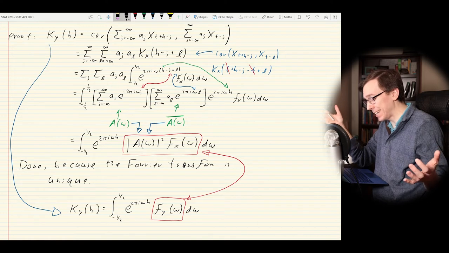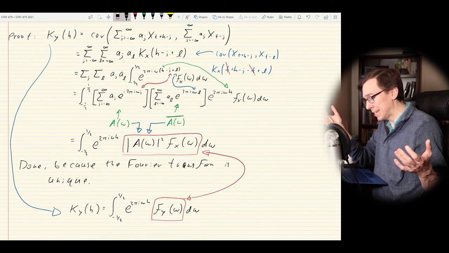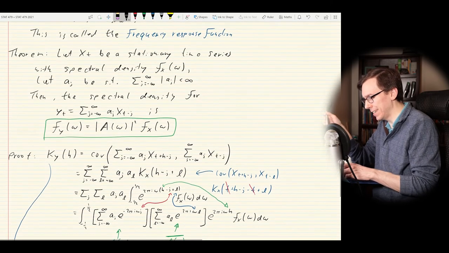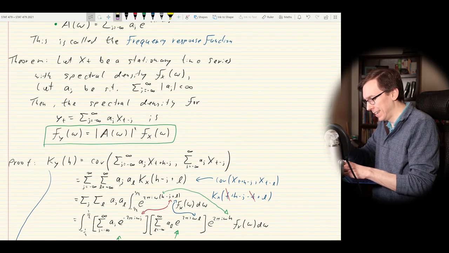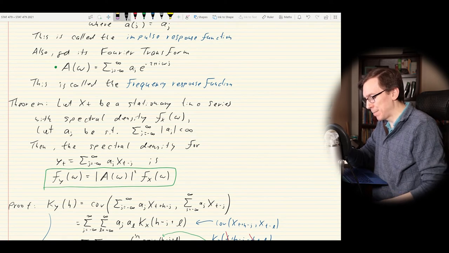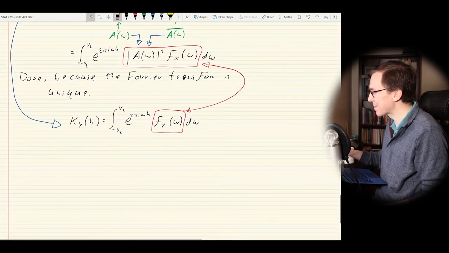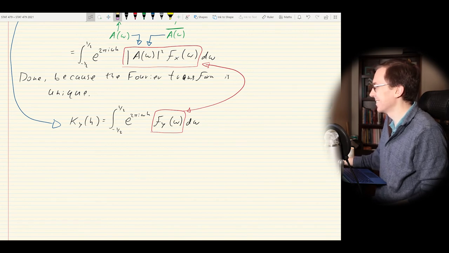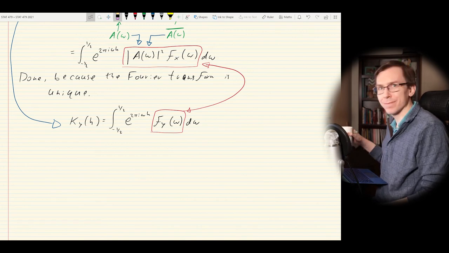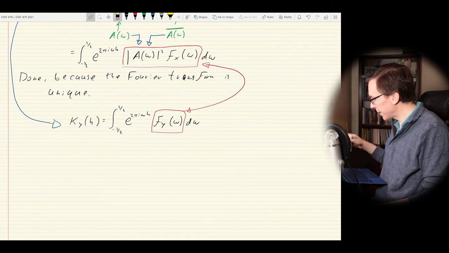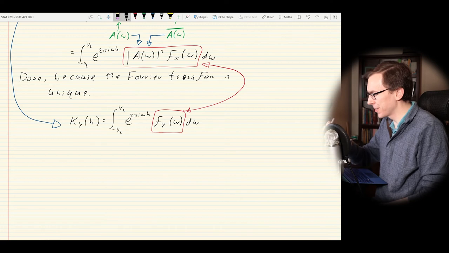We can just quickly update a spectral density by figuring out what the frequency response function is, which once again, depending on the coefficient a_j, is just going to be a sum of a bunch of complex exponentials. Just a sum of complex exponentials. All right, so, yeah, let's do an example. And we'll save the spectral statistics for the next lecture.